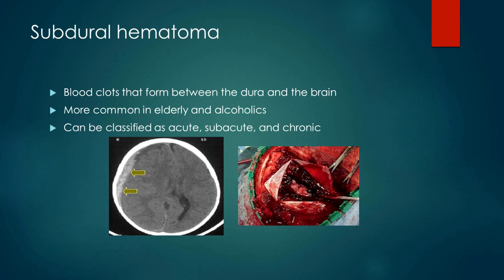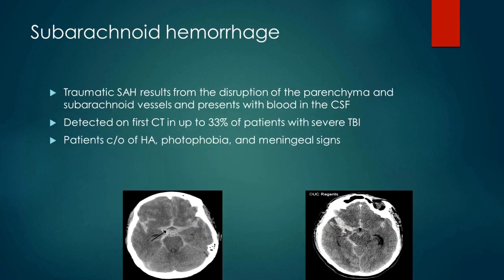Patients may have progressive altered mental status and gradual decrease in consciousness for chronic subdurals. Subarachnoid, traumatic subarachnoid results from the disruption of the parenchyma and subarachnoid vessels and presents with blood in the CSF. Detected on first CT in up to 33% of patients with severe TBI.